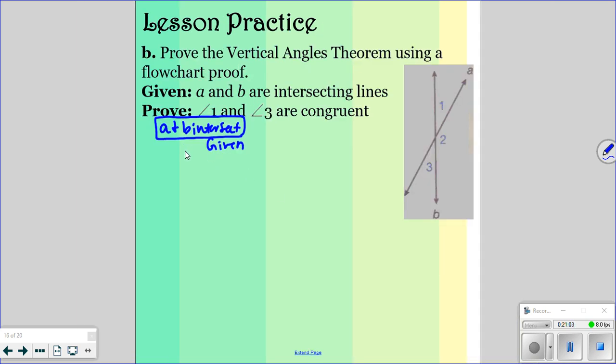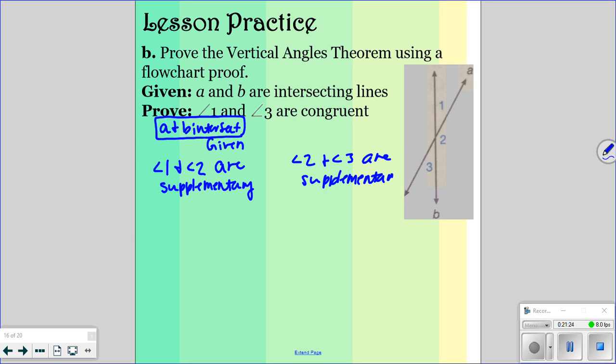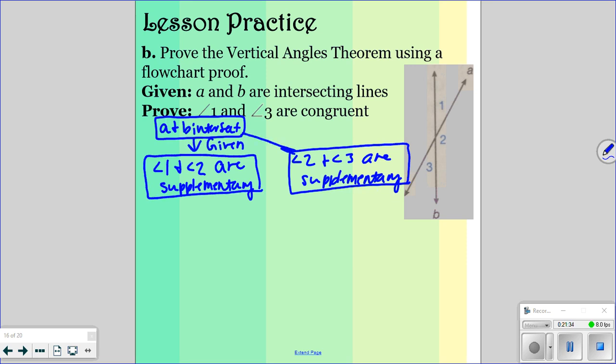From there, we know that angle 1 and angle 2 are supplementary. And angle 2 and angle 3 are supplementary. And the reasoning for that would be that they are a linear pair. Okay, so that's what you would do.